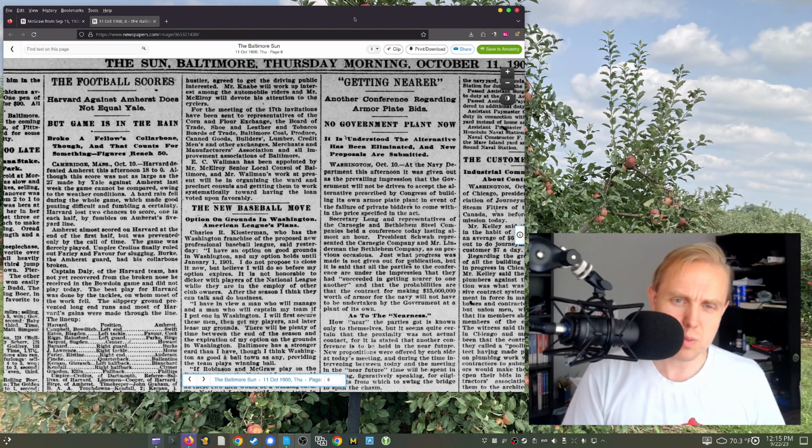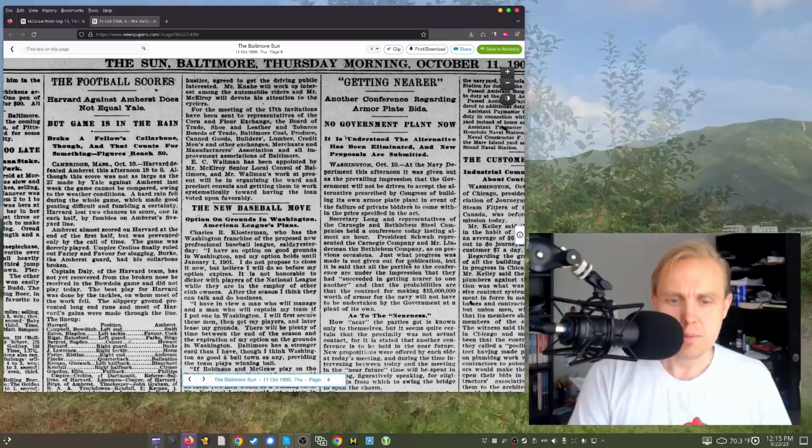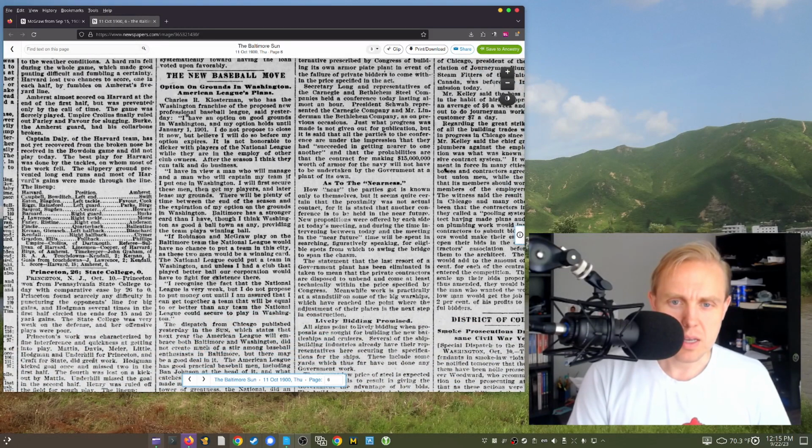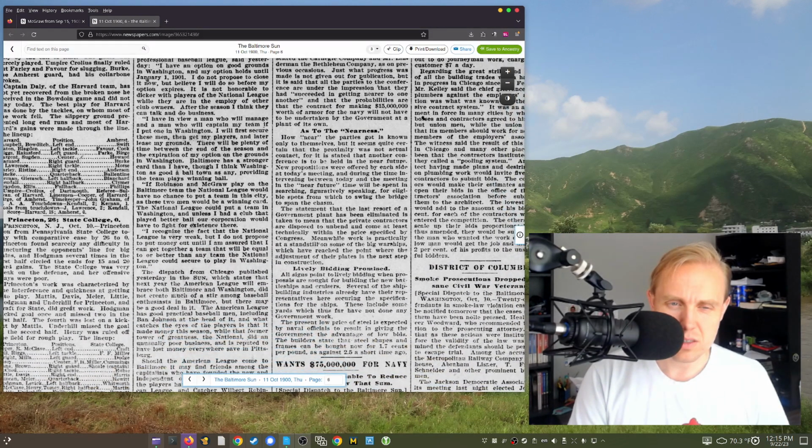There probably are other issues before this one, but I'd have to go through one by one to look at it. But there's talk here about options on a good ground in Washington that could be used before January 1st, 1901. I don't think that this is the site of Griffith Stadium, but I might be wrong. But here you go. If Robinson and McGraw play on the Baltimore team, this is Wilbur Robinson, who later would manage the Brooklyn Robins, named after Robinson, in the 1910s and early 1920s. He and McGraw were teammates and friends. So if they were to play on the Baltimore team, the National League would have no chance to put a team in this city, as these two men would be a winning card, right? There'd be no competition. The National League could put a team in Washington, unless I had a club that played better.